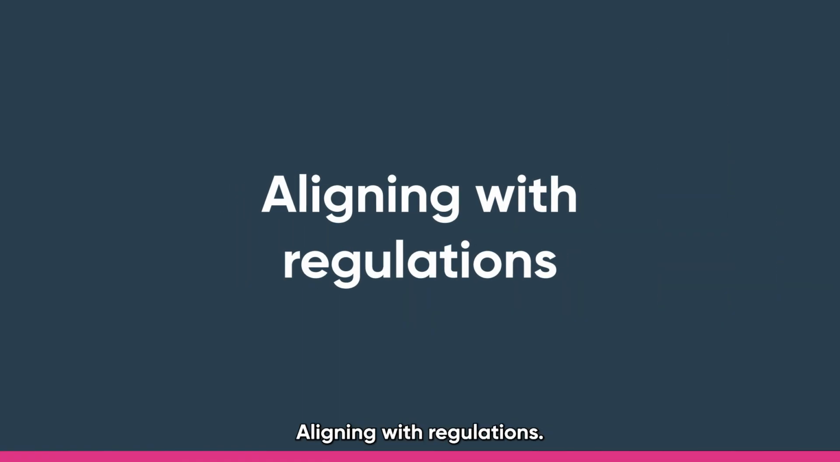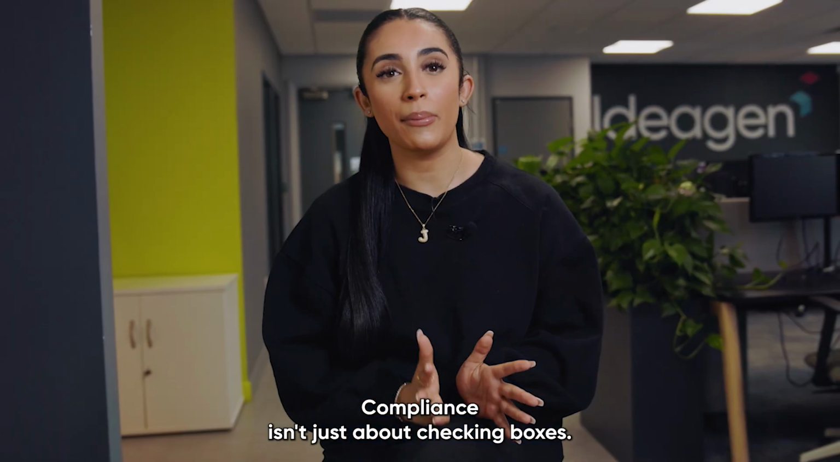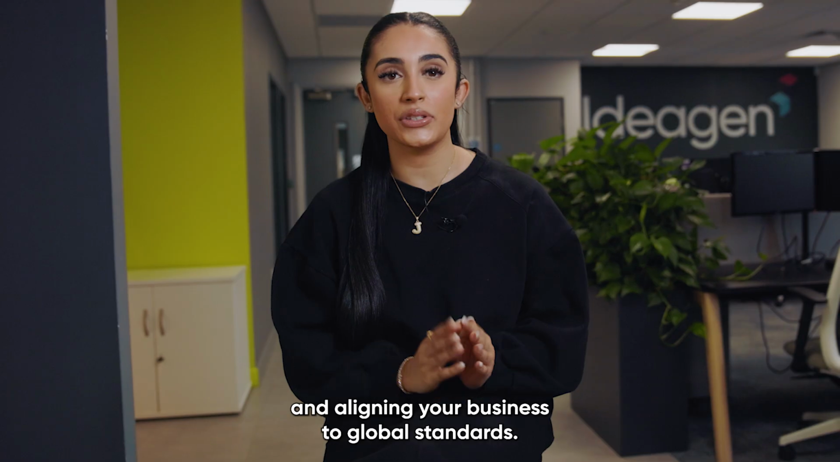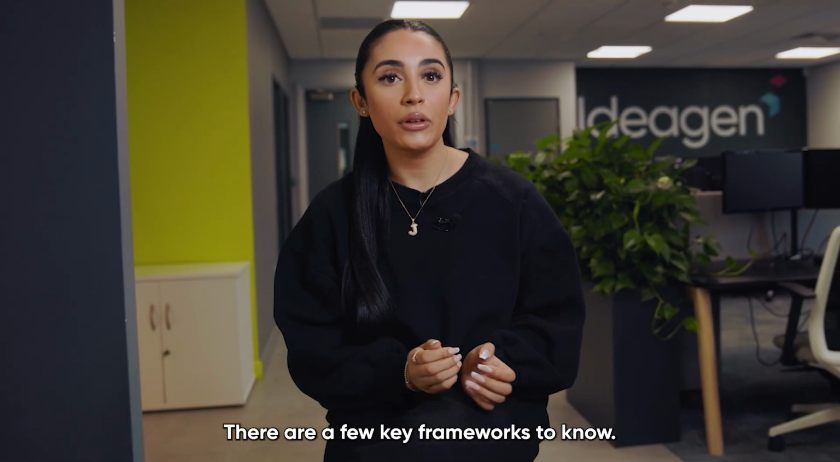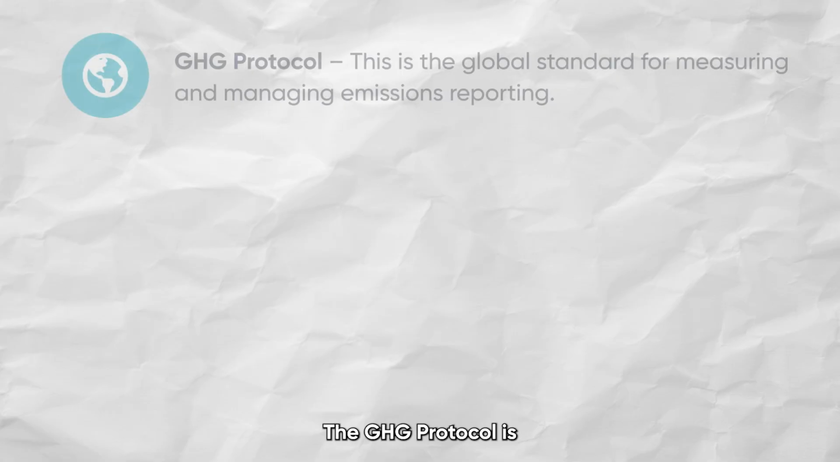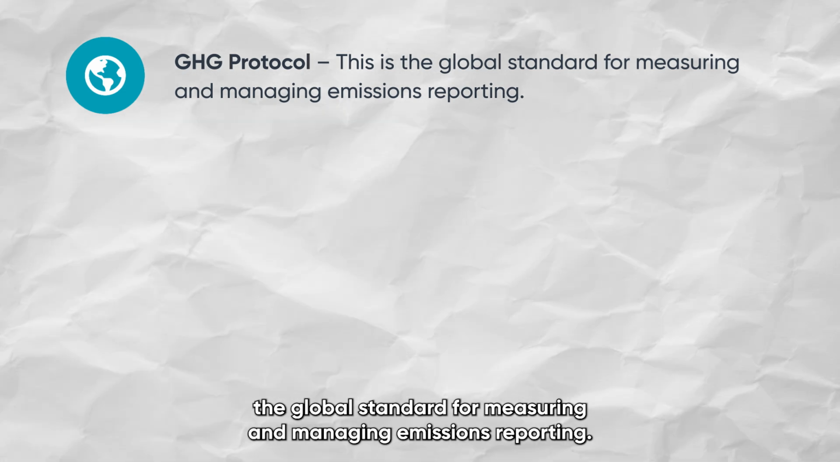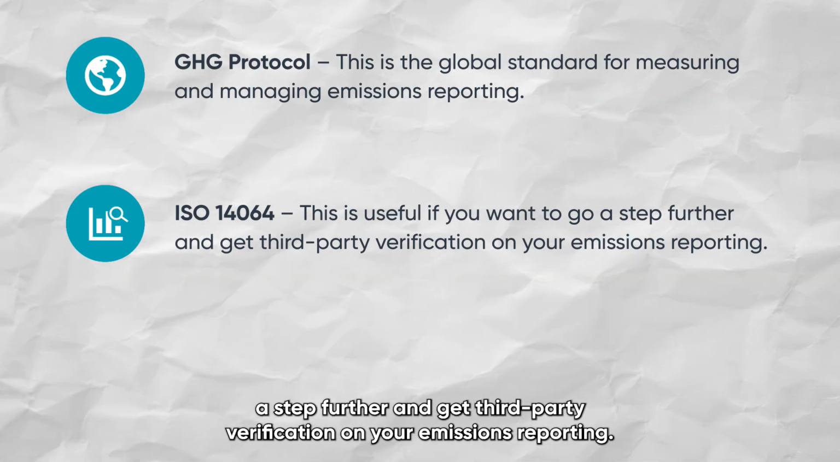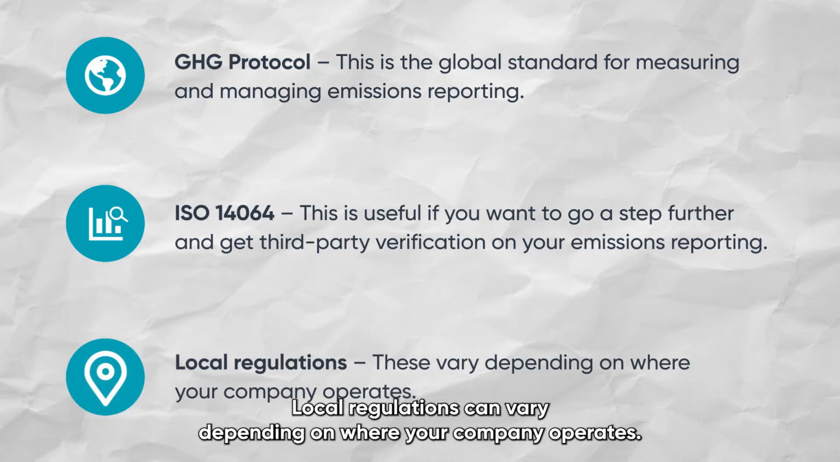Aligning with regulations. Compliance isn't just about checking boxes, it's about ensuring accuracy, transparency, and aligning your business to global standards. There are a few key frameworks to know. The GHG Protocol is the global standard for measuring and managing emissions reporting. ISO 14064, this is useful if you want to go a step further and get third-party verification on your emissions reporting. Local regulations can vary depending on where your country operates.